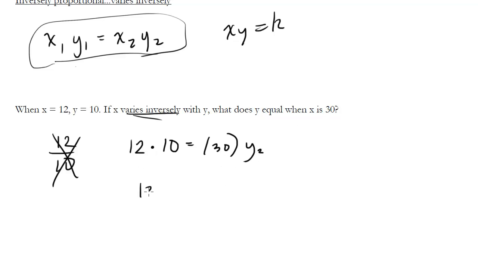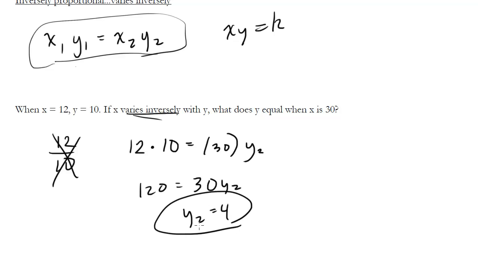And what do we get? Well, we get 120 equals 30 y2. So we get y2 is 4. And that would be the answer to that question. And there'll be, obviously, examples in SAT Math Tactics of these questions.